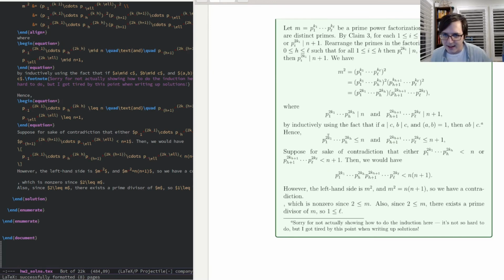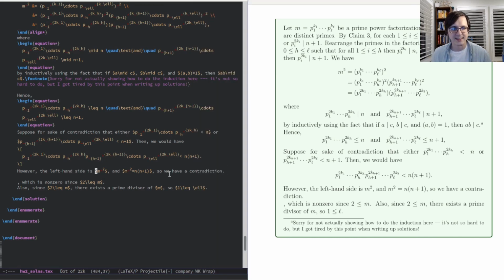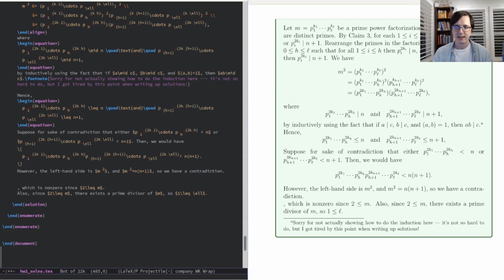Let's see, does that work? So we got these two inequalities, and suppose for sake of contradiction we have a strict inequality, and then by multiplying, we have that. But the left-hand side is m squared, and m squared is n times n plus 1, so we have a contradiction. Okay. Thus, we have our equalities.